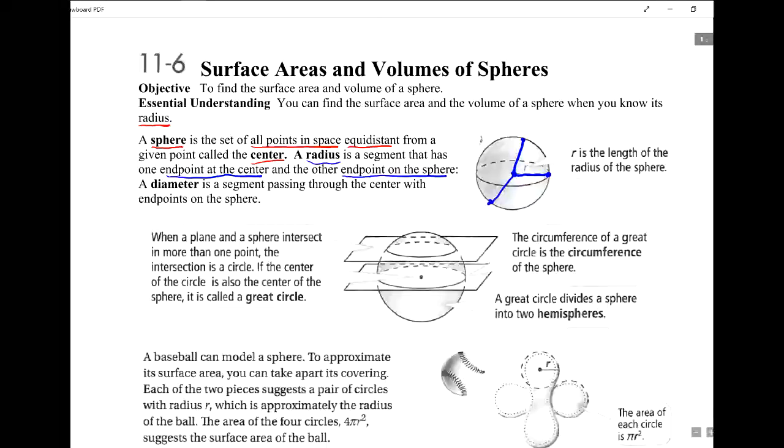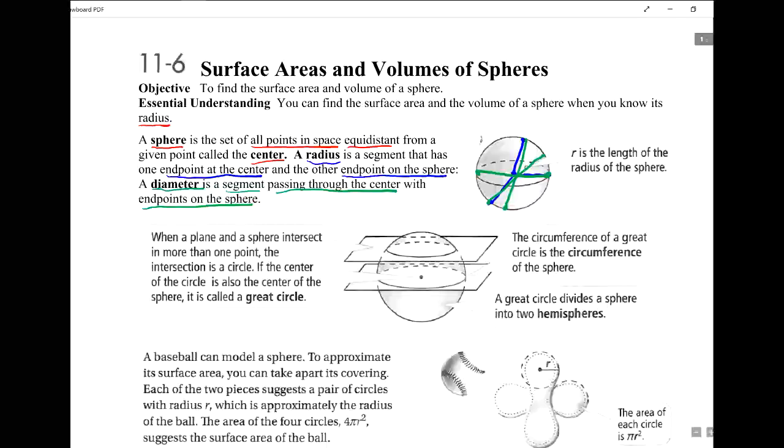Okay? And a diameter is the segment that passes through the center and has endpoints on the sphere. So we know our diameter goes straight across like that. Diameters will also go straight across there, and diameters will also go there. So as long as they go through the center and touch the edges of the sphere, it's a diameter. So just like the diameters we know, you just now have to think in 3 dimensions. Some new ideas here.